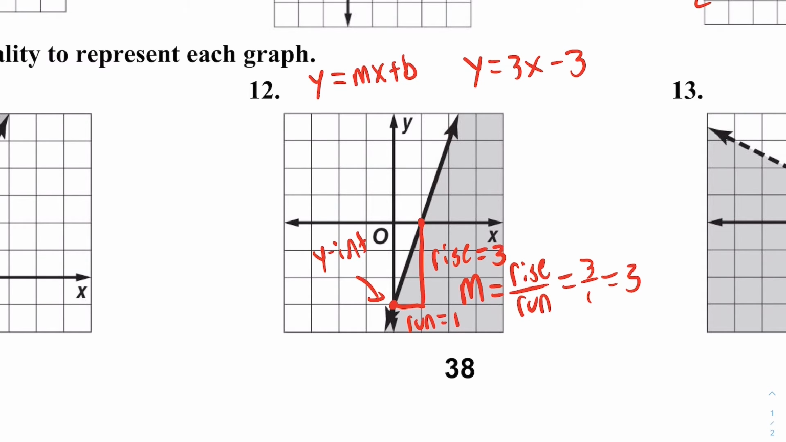And now we need to find out, are we shading above it or are we shading below it? So we need to pick something that was true. Pick something from the shaded area.